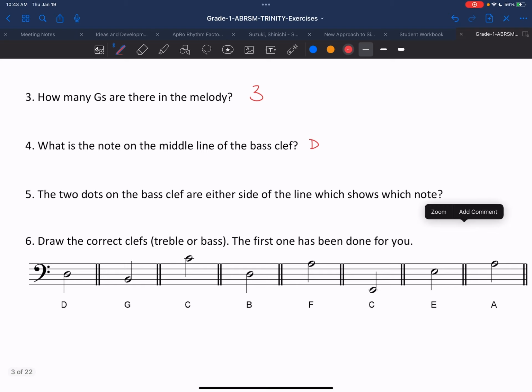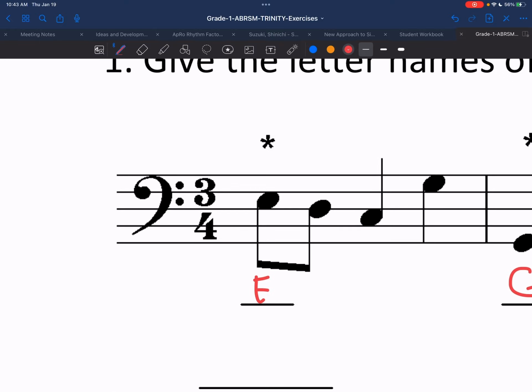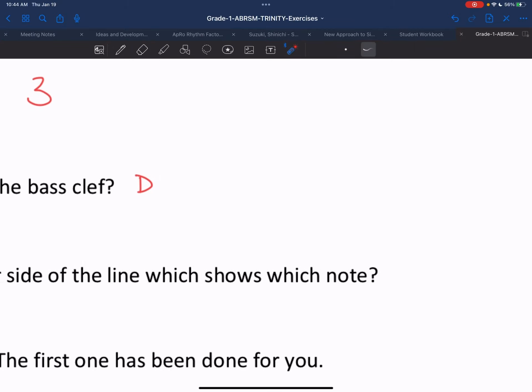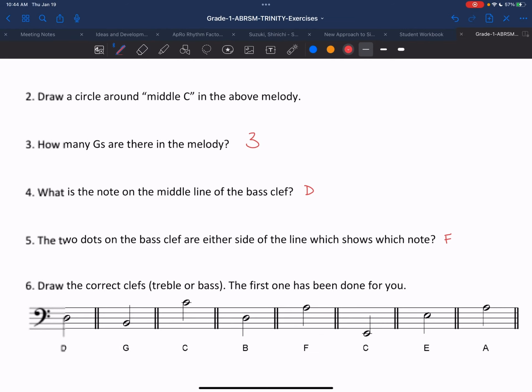The 2 dots on the bass clef are either side of the line, which shows which note. So on the bass clef, we have our 2 dots, and it shows us this line, meaning that we have the F line. So as we answer our question, we would say that we have F.